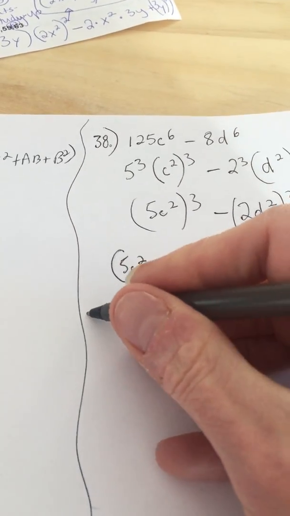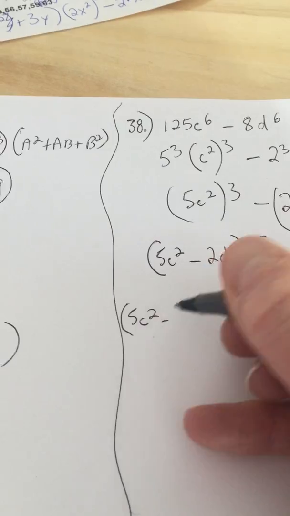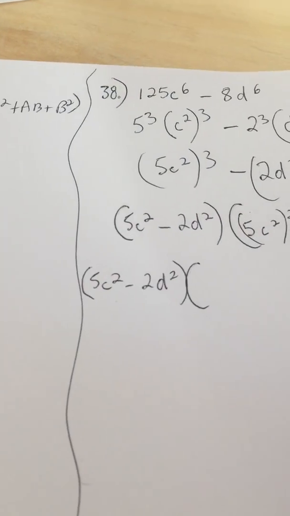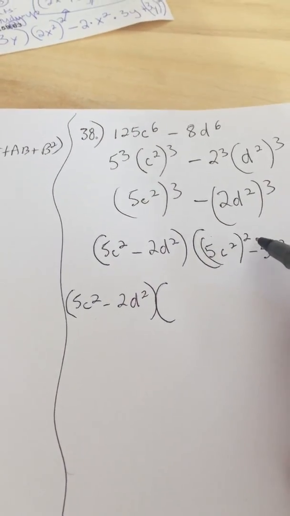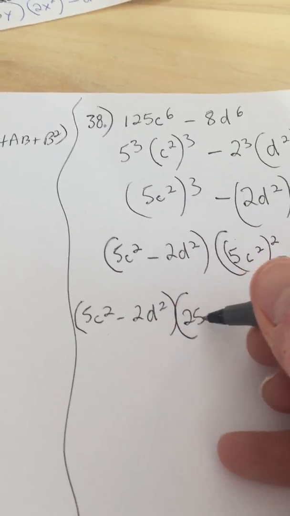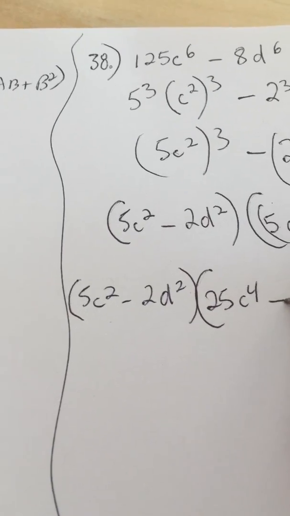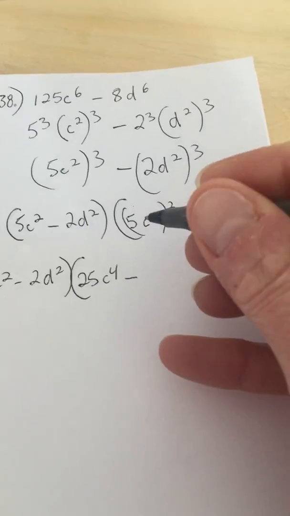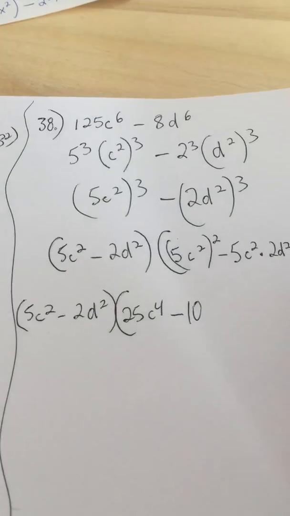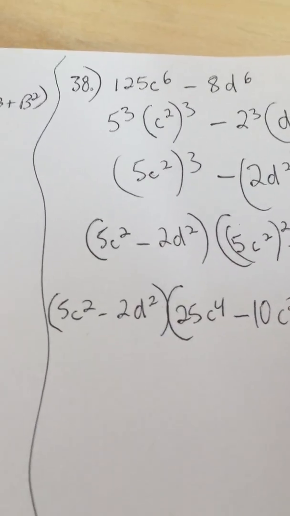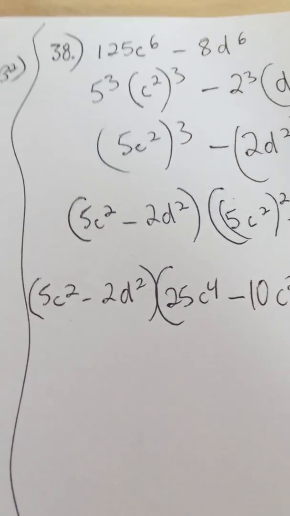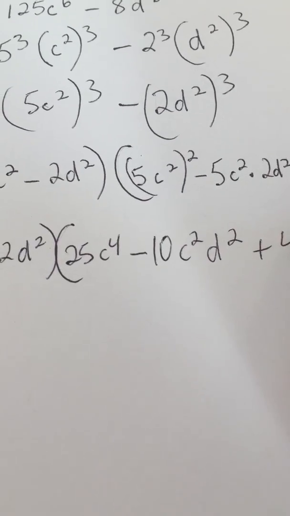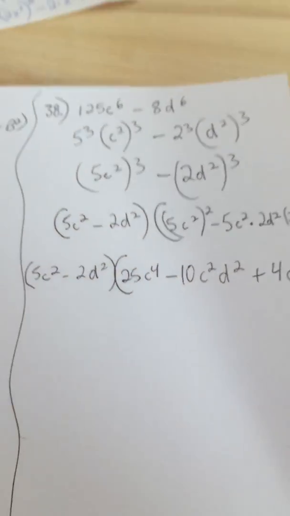So this part will stay the same. I'll move it over so I have a little more room. 5c squared minus 2d squared. And then I'm just going to do some of this work over here. So 5c squared is going to become 25c to the fourth. And then when I put all this together, you're going to multiply this 2 times this 5, so it's going to give you 10. And then you're going to have 2c squared d squared plus, and same thing, when you look at this 2d squared squared, you're going to get 4d to the fourth. So that's my answer.